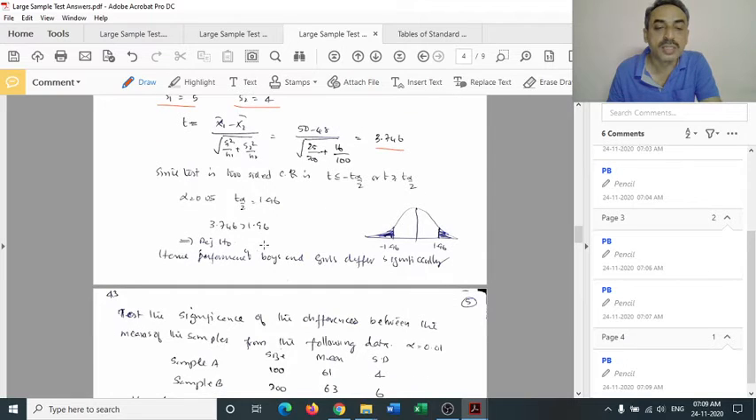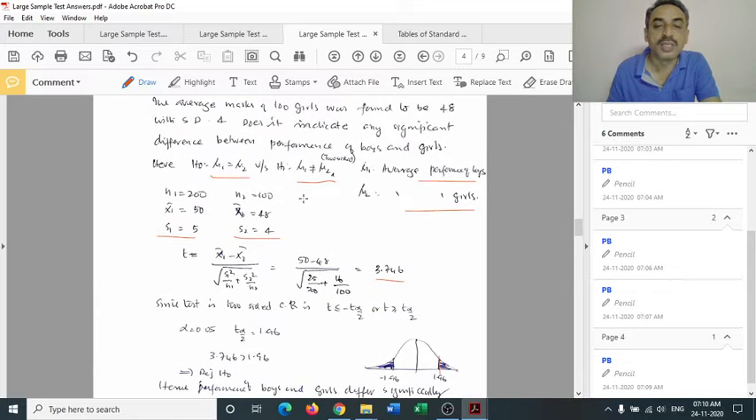And we see that this 3.746 will be greater than 1.96. This is the position of 1.96, and 3.746 will appear on this side only, that is inside the shaded sector. So we reject H0. So we say that the performance of boys and girls differ significantly. Based upon the data, the population mean performance of the boys and girls is not the same.